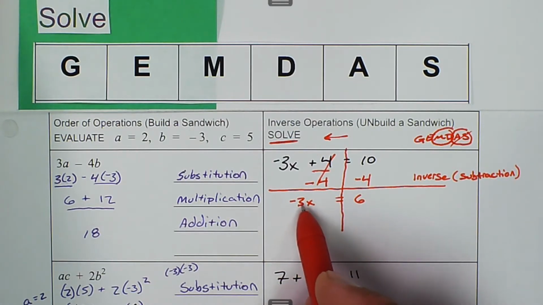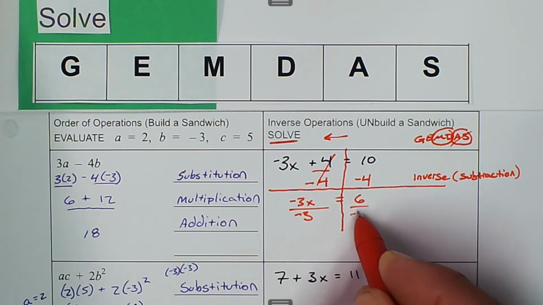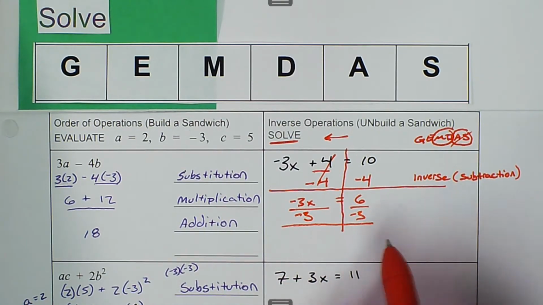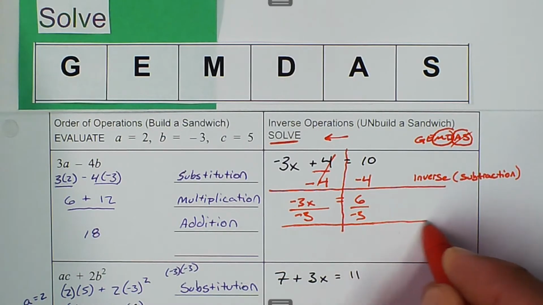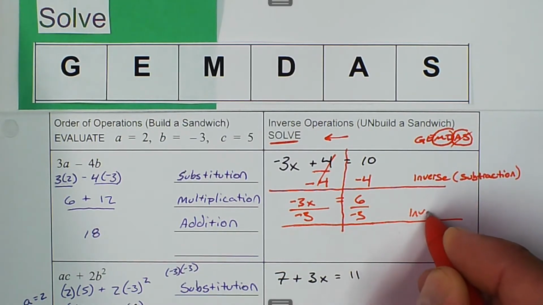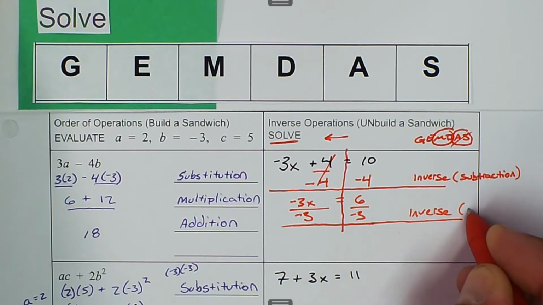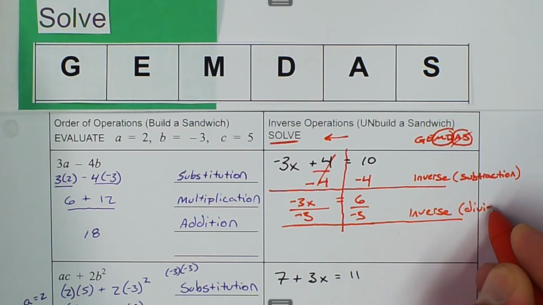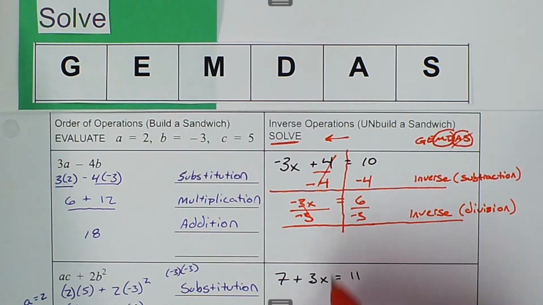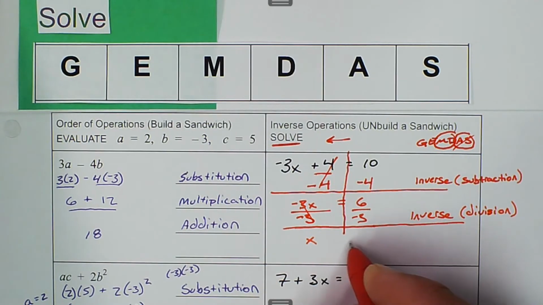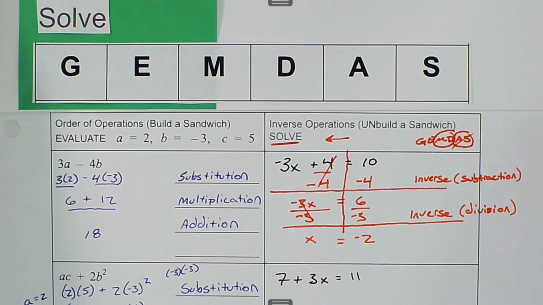So how do we get rid of that 3 in the front? We're going to divide by negative 3. Whatever we do to the left side, we have to do the same thing to the right side. And what did we do there? We did inverse division. And our negative 3's cancel, and we're left with x is equal to negative 2. And that is the solution for that given example.